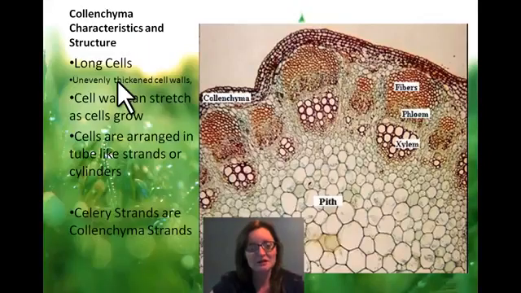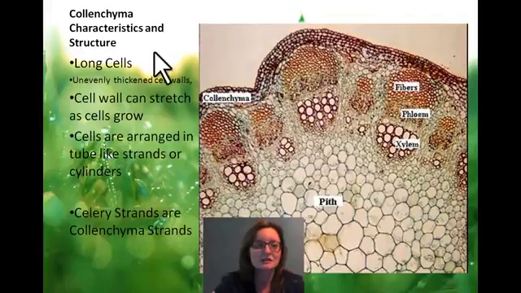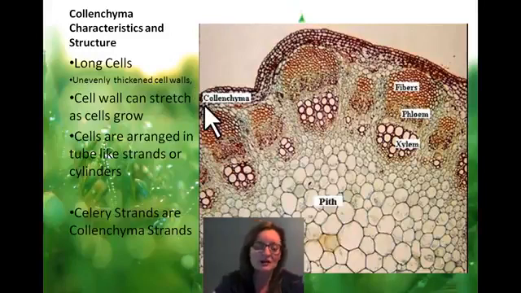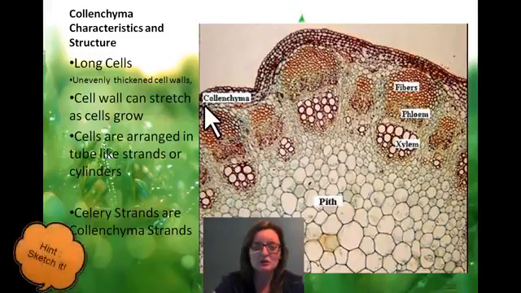Okay, the next type of cell that we need to talk about is Collenchyma. And Collenchyma has long, skinny cells, just like the little L's in Collenchyma. It has unevenly thickened cell walls, so it looks a little more jumbled, and they stretch and grow, and they make tube shapes, hence I think of columns when I think Collenchyma, and it helps us get structure.